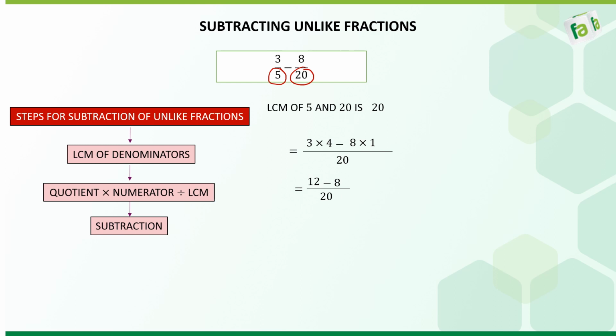So, by subtracting 8 from 12, we will get 4. And we can write it like this, 4 by 20. We see that 4 by 20 can be further divided by 4. So we will reduce the fraction further. So 4 divided by 4 will be 1 and 20 divided by 4 will be 5. Therefore, our answer is 1 by 5.